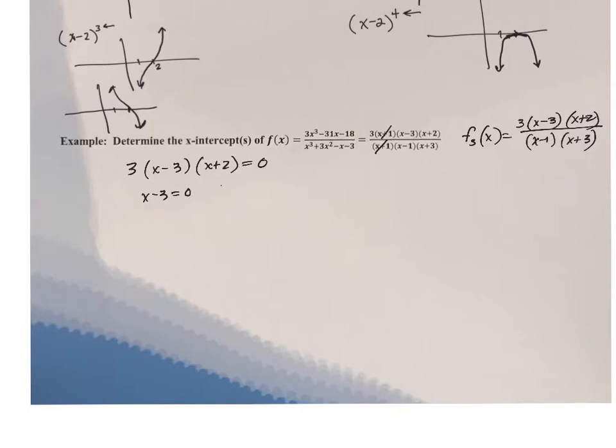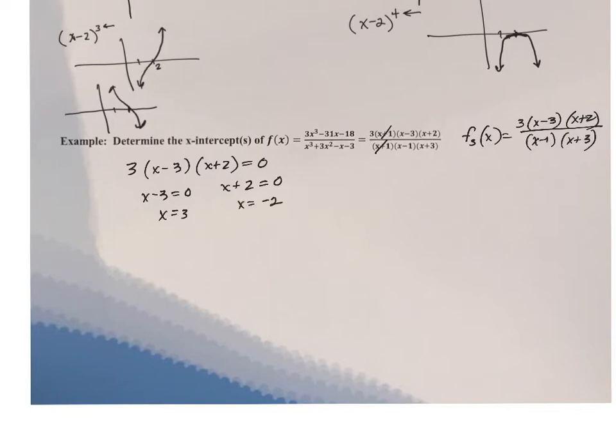That's super important. And then that'll give us the simplified version of the function, which is 3 times x minus 3 times x plus 2 divided by x minus 1 times x plus 3. Okay, and so now when I look for my x-intercepts, I know that's where the numerator is equal to 0. So 3 times x minus 3 times x plus 2 equals 0. So set each of the factors equal to 0. So x minus 3 equals 0 and x plus 2 equals 0. So that means x equals 3 and x equals negative 2.